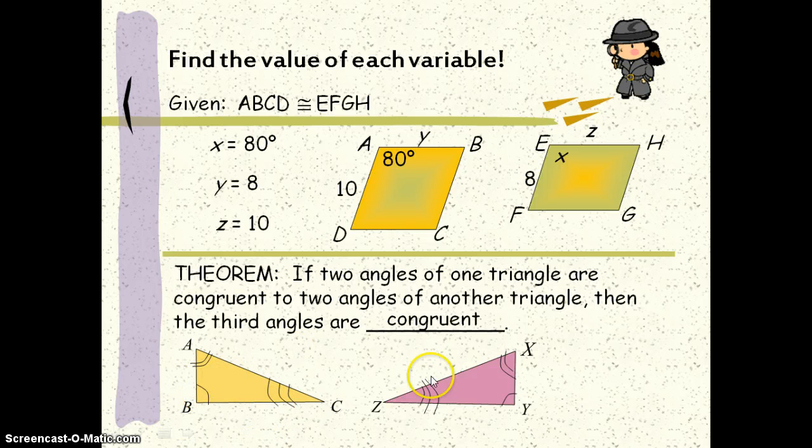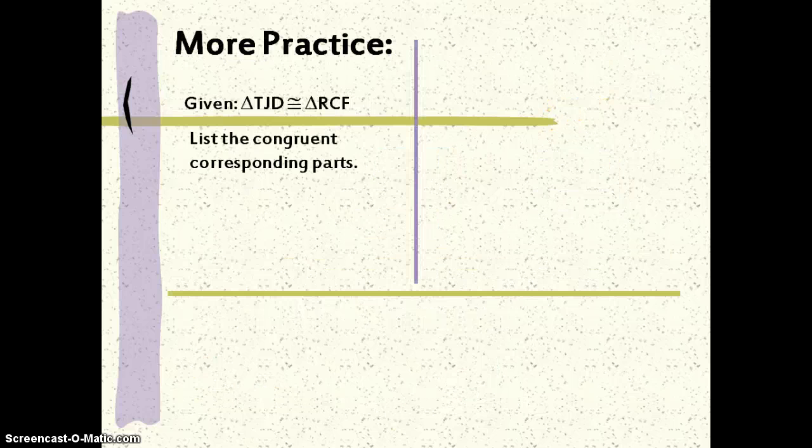So say that the first angles, let's say that B and Y were 90 and A and X were 50. These would have to be 40, which makes them congruent. So angle C is congruent to angle Z.